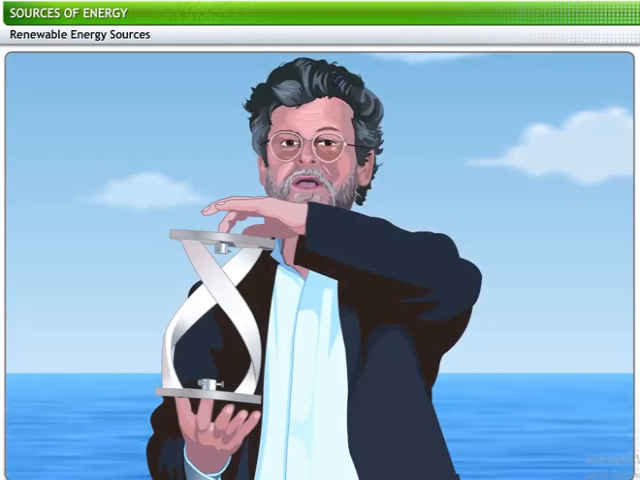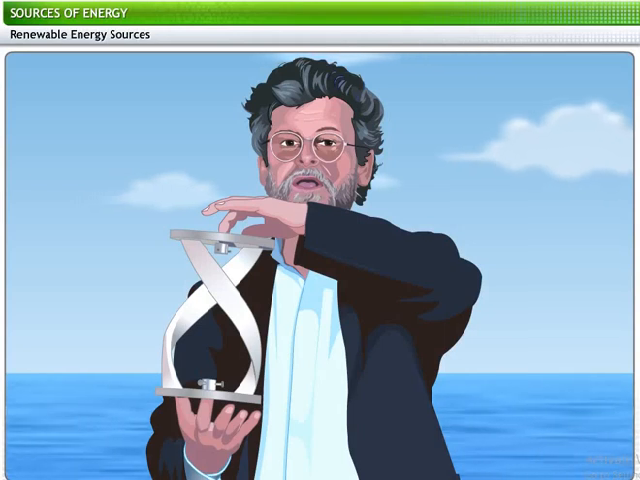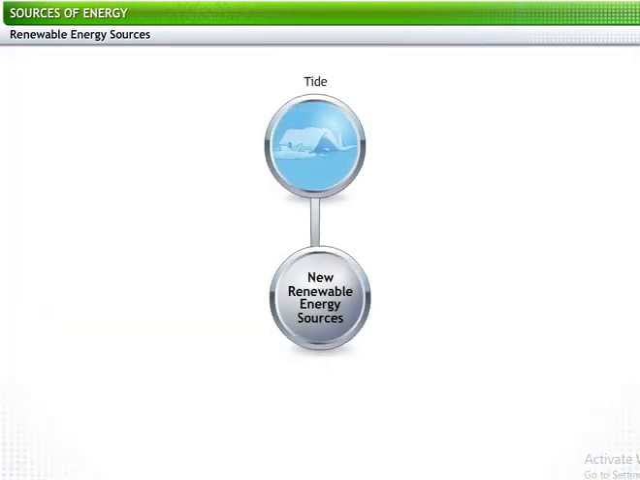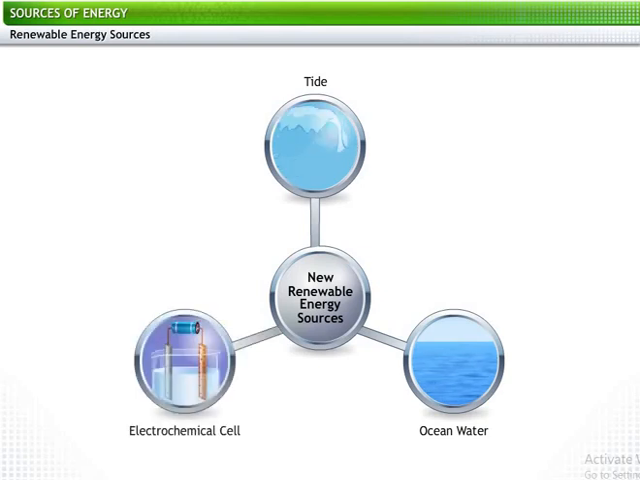Scientists are constantly researching new sources for renewable energy. Some types of source in the early stages of development are tides moving in and out of seashores for tidal energy, ocean water having different temperatures at shallow and deep levels for ocean thermal energy, and fuel cells that electrochemically generate energy from chemical reaction of fuels and oxidants.